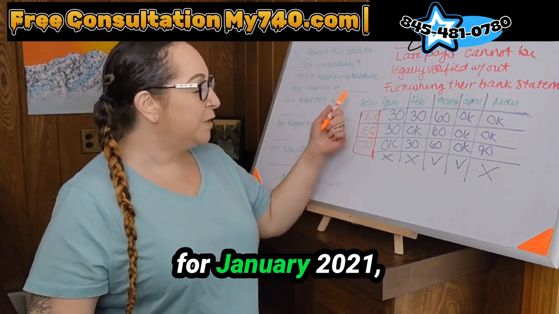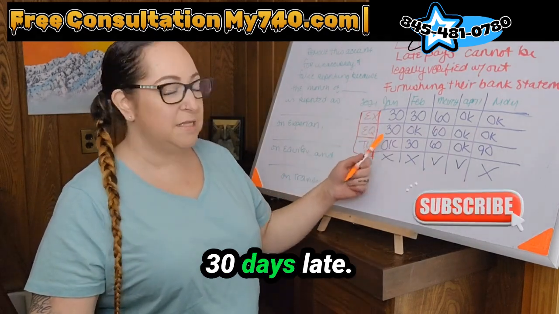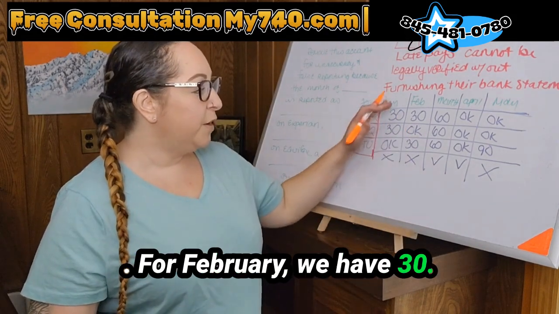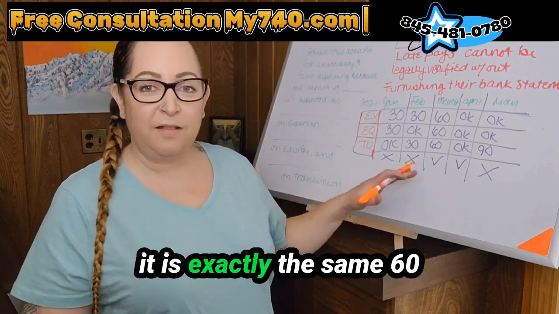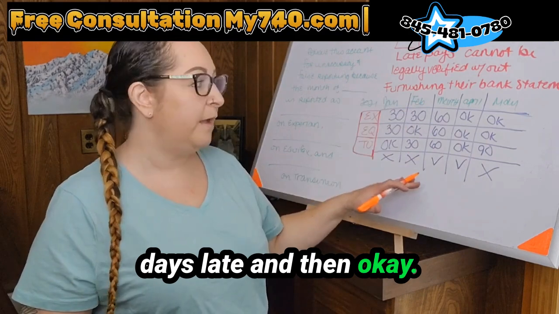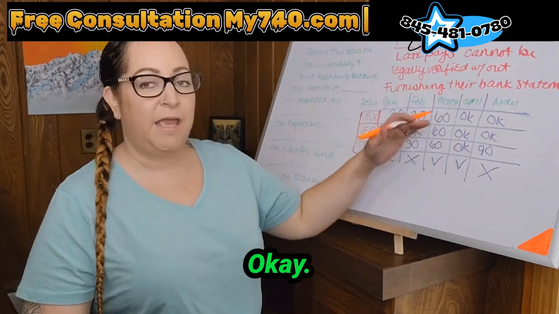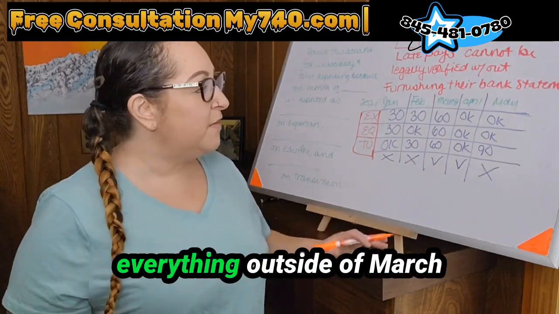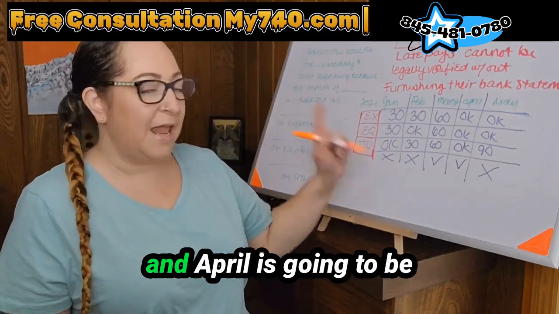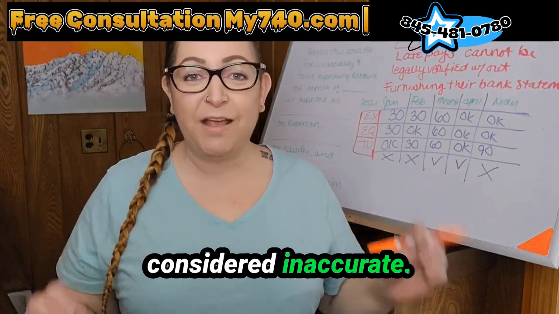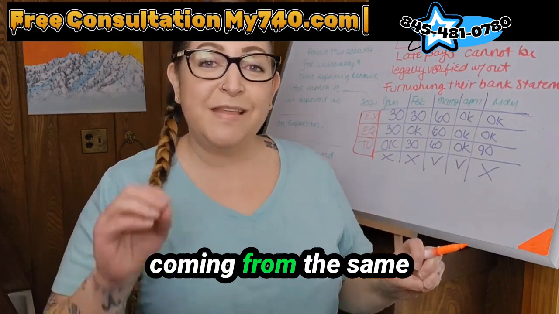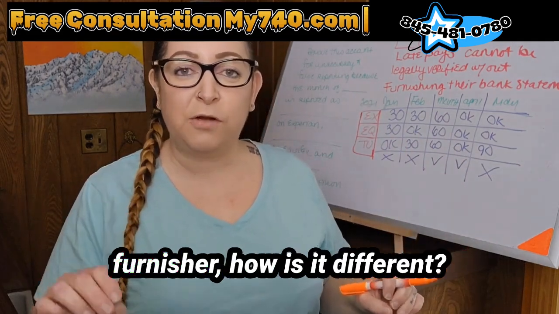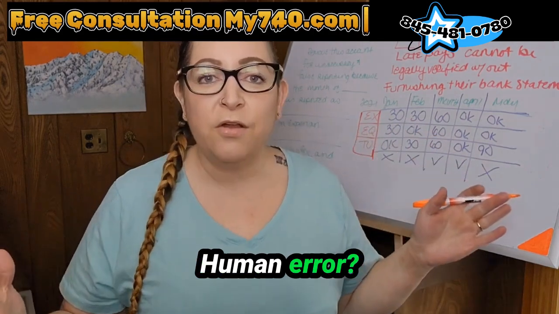For January 2021, 30 days late, 30 days late. For February, we have 30, okay, 30. For March and for April, it is exactly the same: 60 days late, and then okay. And then May, okay, okay, 90. Now, obviously, everything outside of March and April is going to be considered inaccurate. This is false reporting. If this information is coming from the same creditor, the same data furnisher, how is it different? Human error, I don't care.